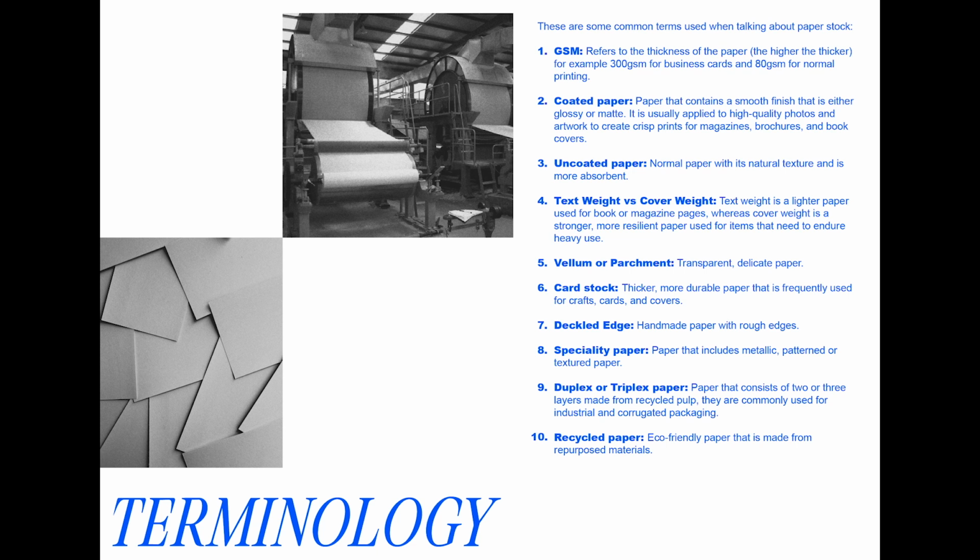So number one, we have GSM. This refers to the thickness of the paper. So for example, the higher the number, the thicker the paper. Number two, we have coated paper. This is paper that contains a smooth finish that is either glossy or matte.